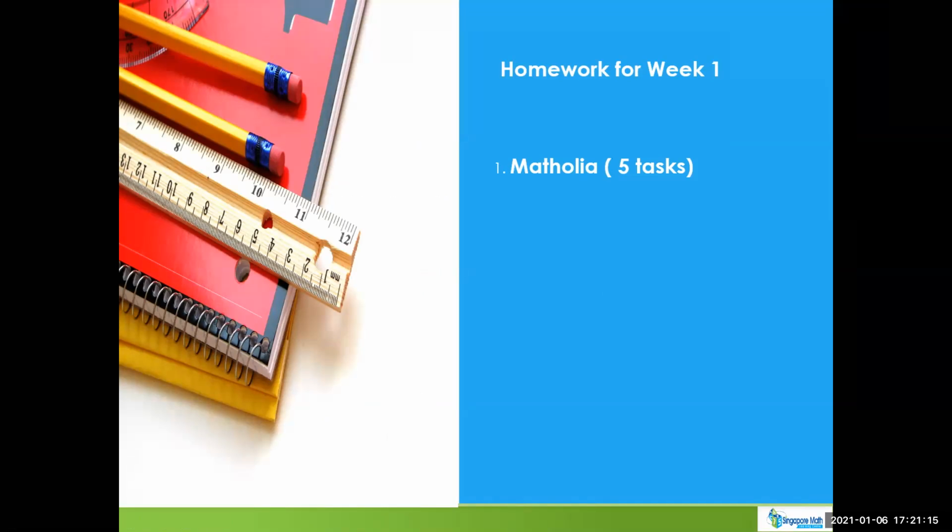Before we move on to the next activity, I would like to tell you your homework for week 1, and that is Matholia. Like I mentioned once again, that's your math portal. You would have received your logins by now. All you have to do is log into the account and click on your task, and you will see that I've assigned you 5 tasks to work on for ratio.